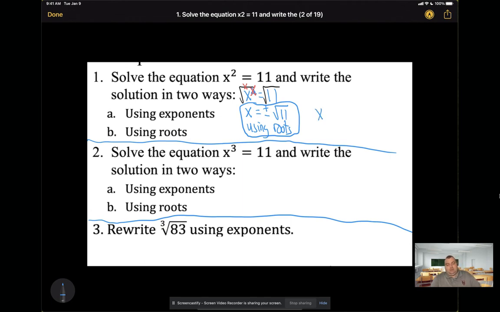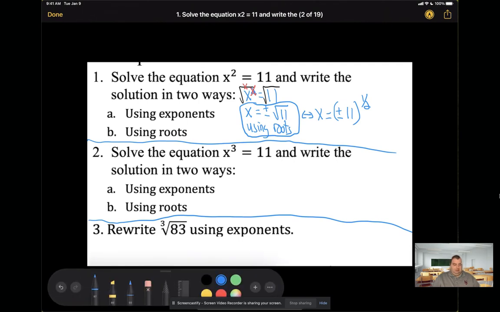So the way I'm going to rewrite it in exponential form is x equals still plus and minus, but instead of writing square root of 11, I'm going to write 11 to the power of 1/2. So x equals positive and negative square root of 11 is equivalent to x equals positive and negative 11 to the power of 1/2.